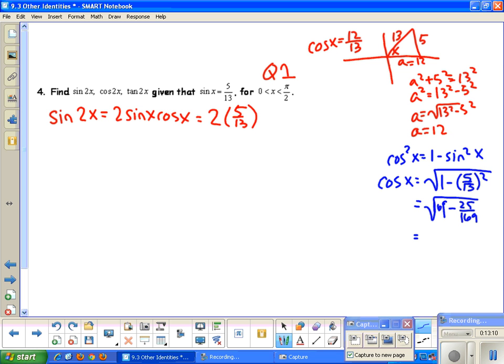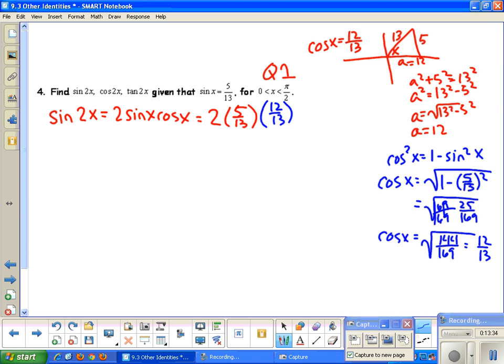So when I do that, I need a common denominator. This would be 169 over 169. So I get the square root of 169 minus 25 in my numerator, which is 144 over 169. And the square root of 144 is 12 over 13. And that's where that comes from. So that's another way of finding what the cosine of x is equal to. So two different ways. So when I plug that into my equation here, I get 12 over 13.